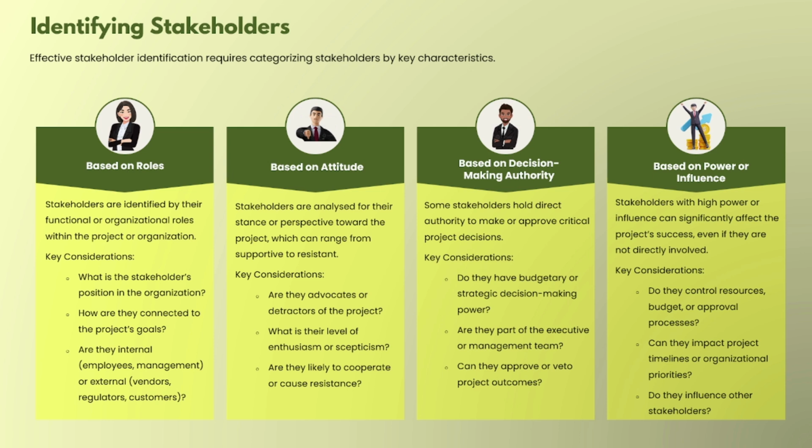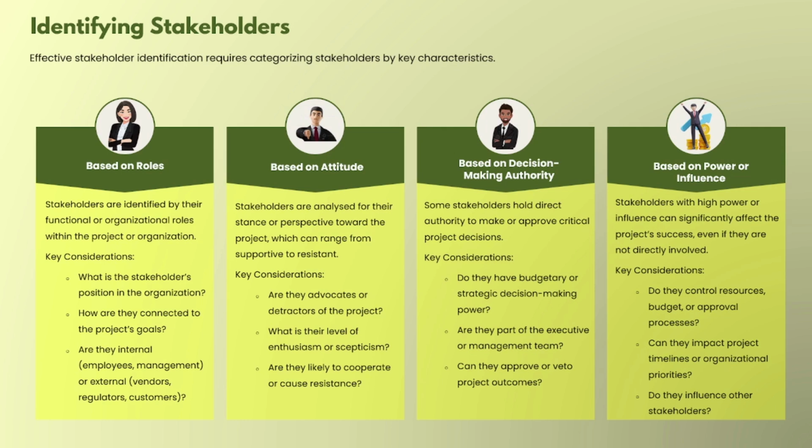Then, can they impact the project timeline or organizational priorities? Means these are the ones who can change the project timeline, they can prioritize which tasks need to come first, which they want first and which they want later. Such kind of power or influence these stakeholders have. And do they influence other stakeholders also? Means they have that much influence that they can sway other categories of stakeholders. So on the basis of this we need to identify the stakeholder.